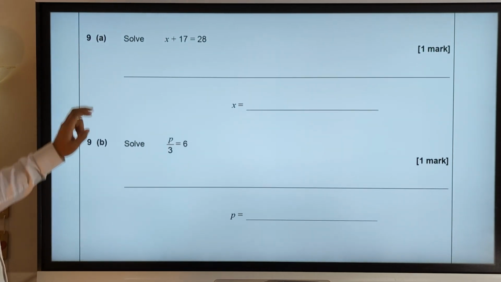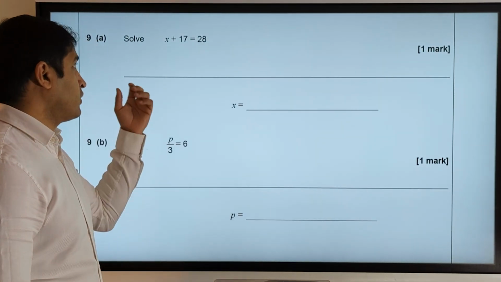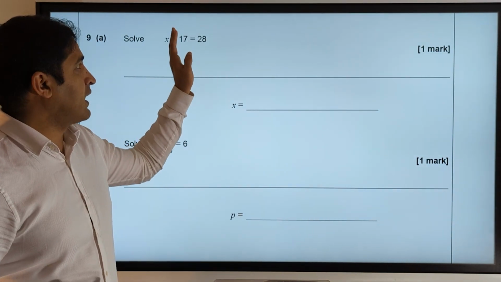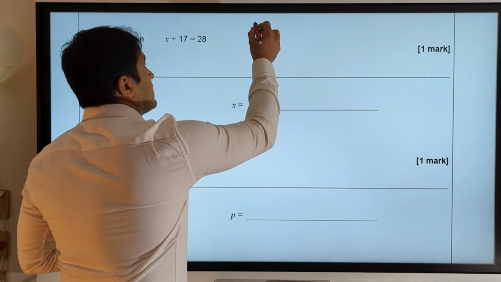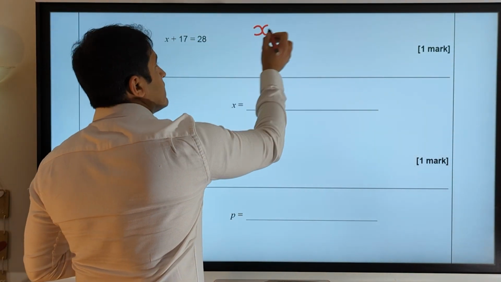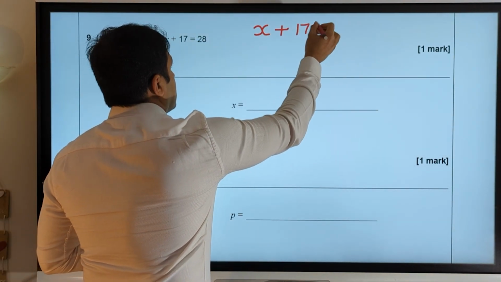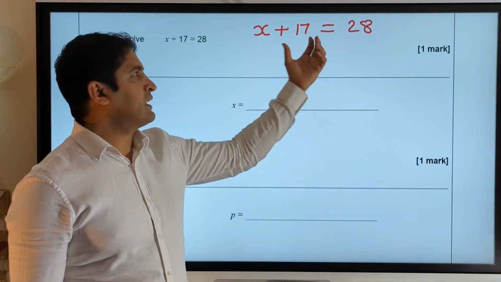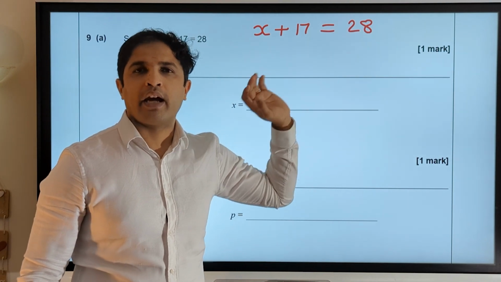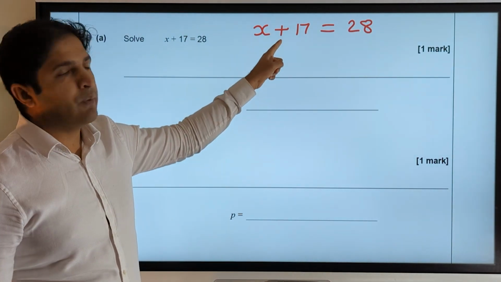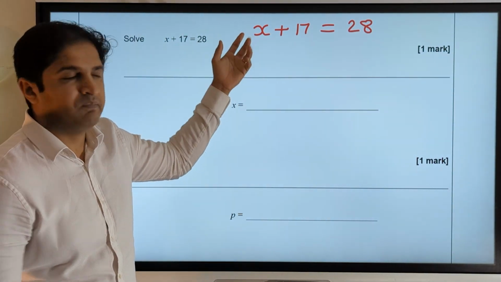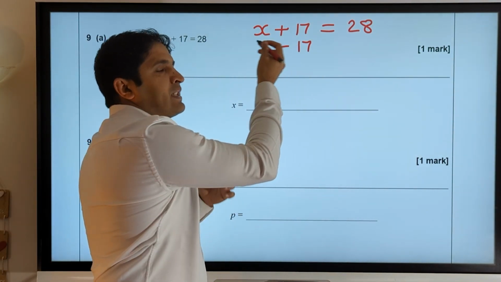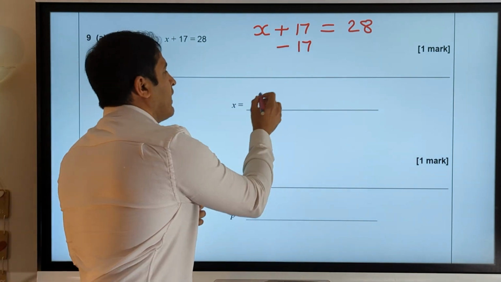Solve these equations. Again, my view on solving equations: do the same thing on both sides. Something add 17 gives you 28. So both sides are equal to each other. That's what the equal sign means. Whatever I do to the left hand side, I have to do the same thing to the right hand side. If I take away 17 to work out what x is, take away 17 from here. So add 17, take away 17 gives you 0, and you're left with x.